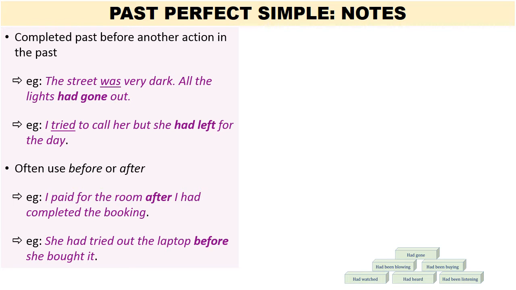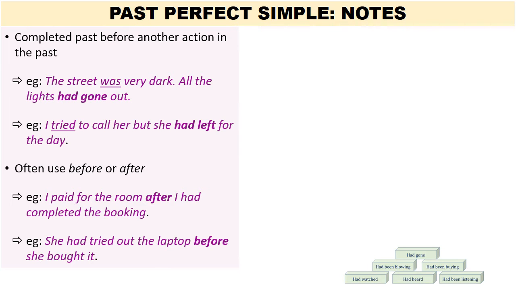Second example, I tried to call her, but she had left for the day. Again, in this example, there are two actions. She had left for the day is the first action. This is followed by me trying to call her.